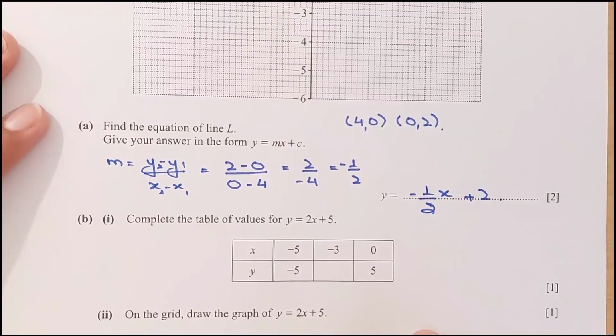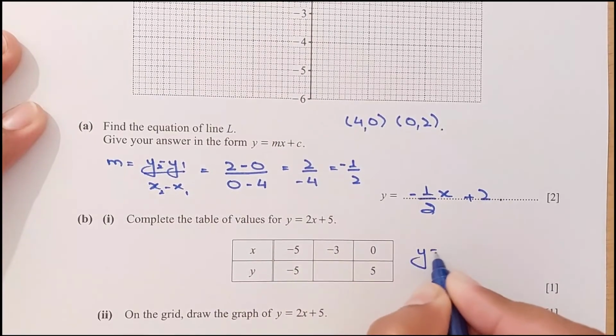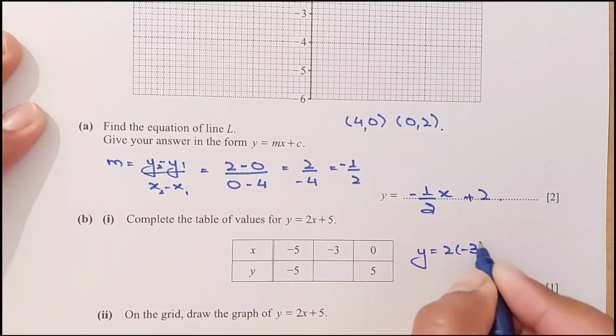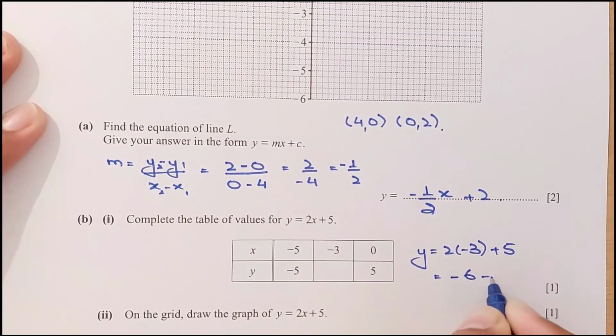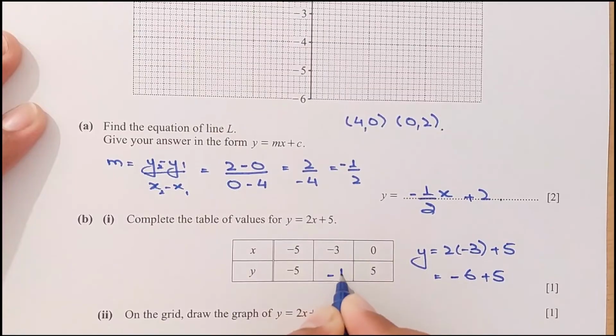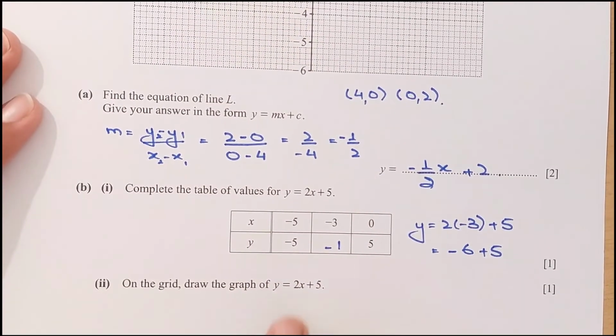Now for part B1, complete the table of values for y equals 2x plus 5, right? So when x is minus 3, what is y? So y equals 2 times minus 3 plus 5, right? 2 times minus 3 is minus 6 plus 5, that is minus 1. Now for the second part, on the grid, draw the graph of this.